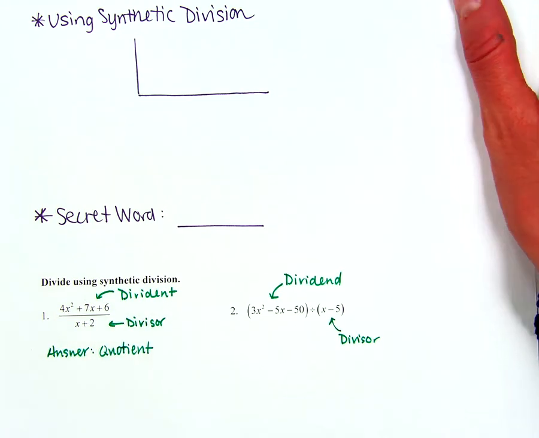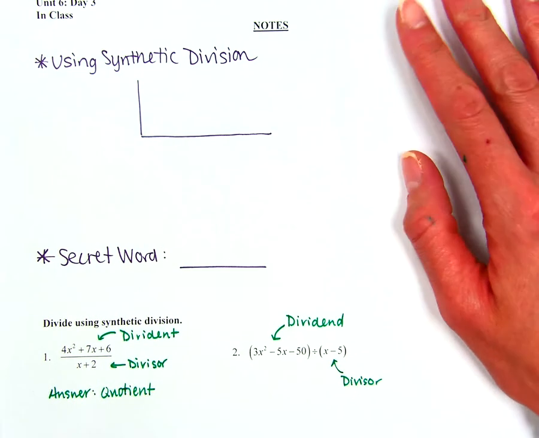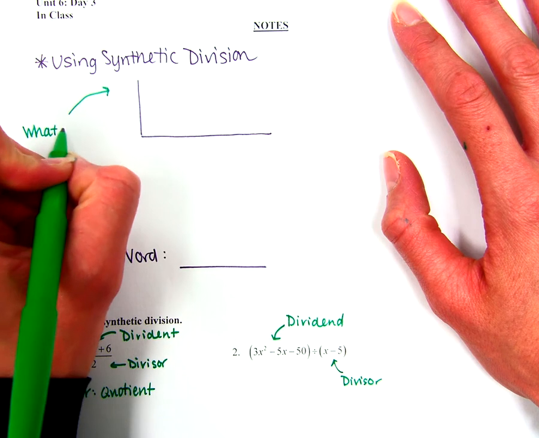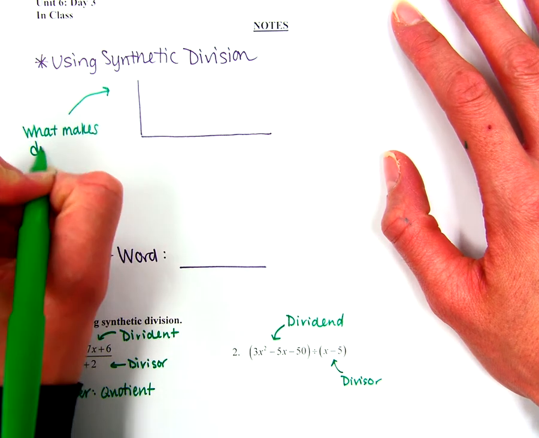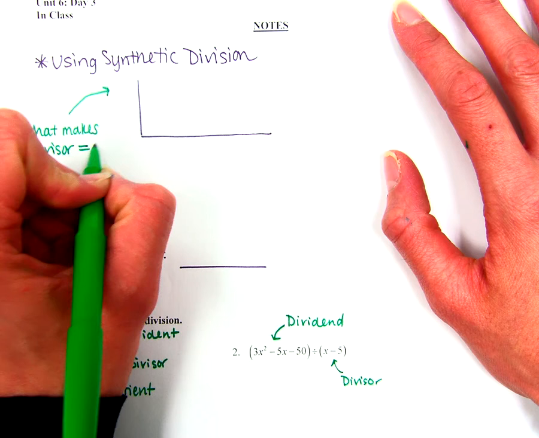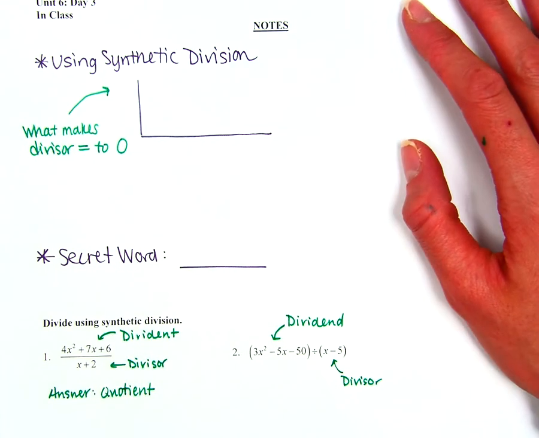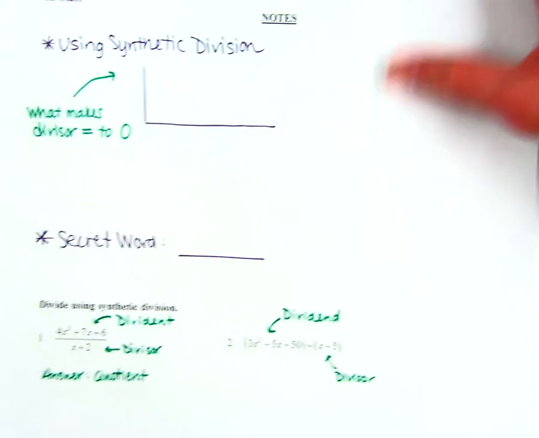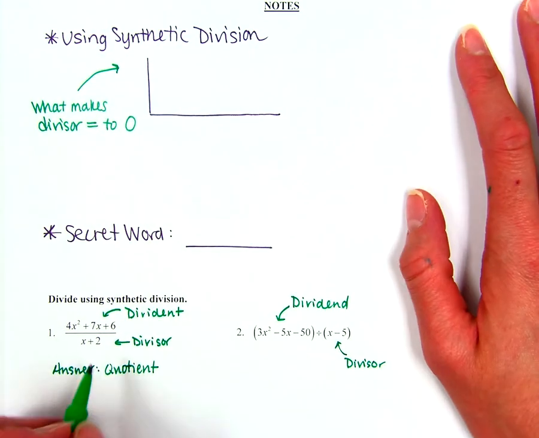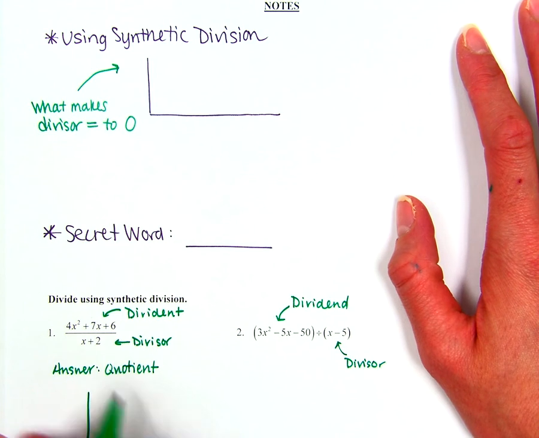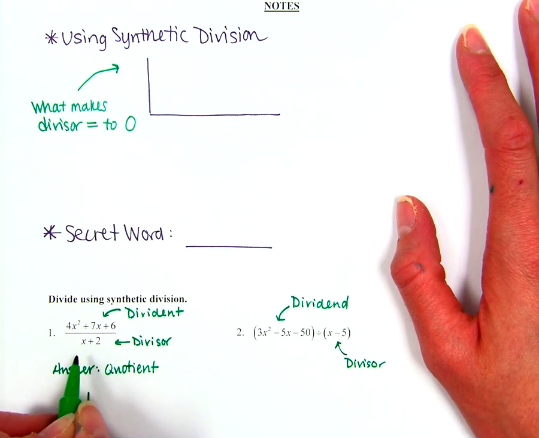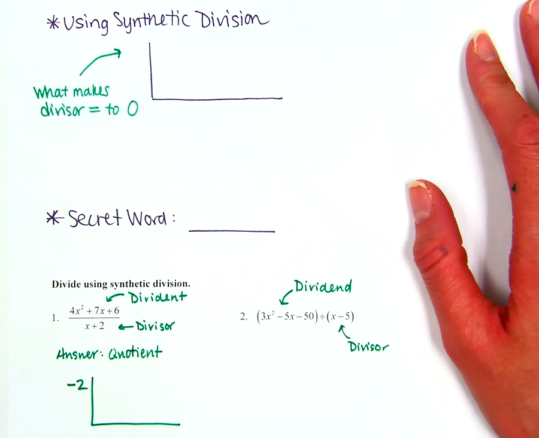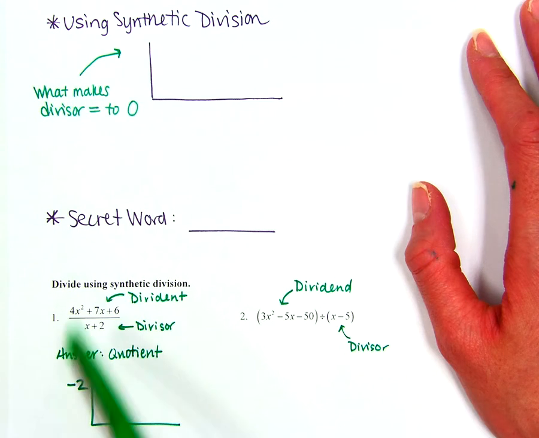All right, so when you're setting up synthetic division, you're going to come up with what makes your divisor equal to 0. Okay, so for example, we're going to set up this first problem. Look at our divisor. It says x plus 2. What would make x plus 2 equal to 0? Well, the only thing that would make it equal to 0 is if x were negative 2. So I put negative 2 outside of my L shape. Okay, so you put that number on the outside.